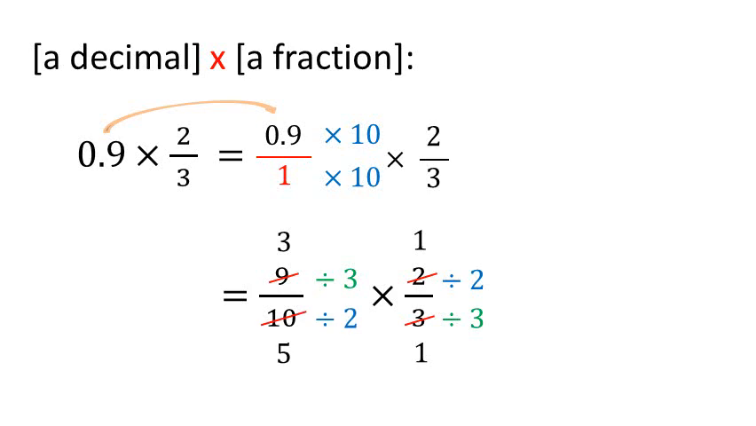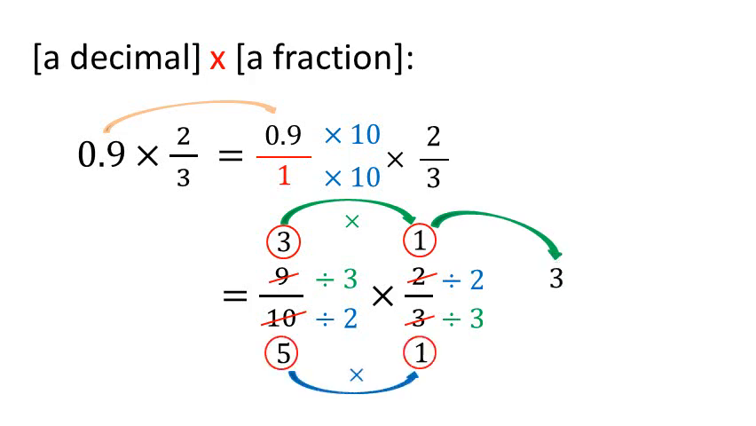Now multiply the numerators, 3 and 1, to get 3, and denominators 5 and 1 to get 5. So the answer is 3 over 5.